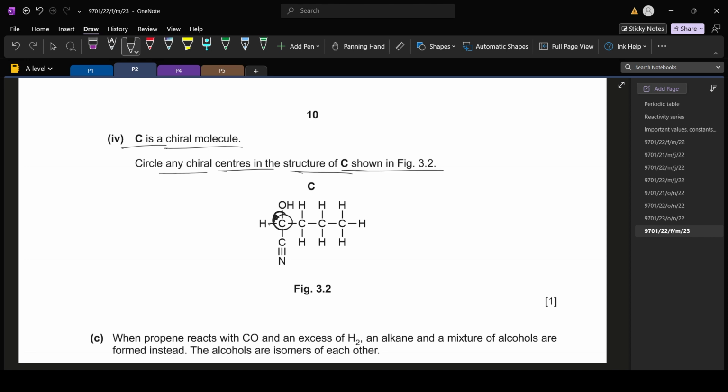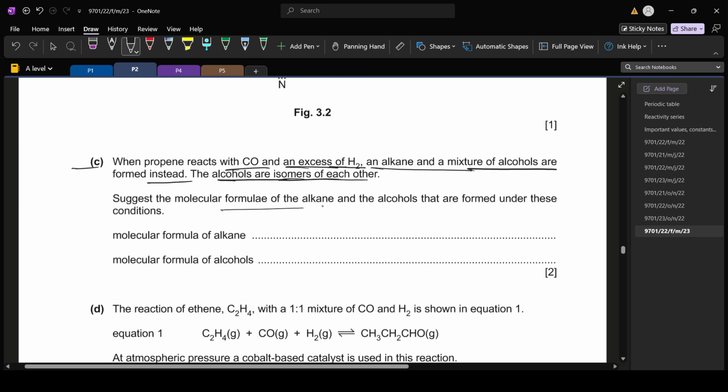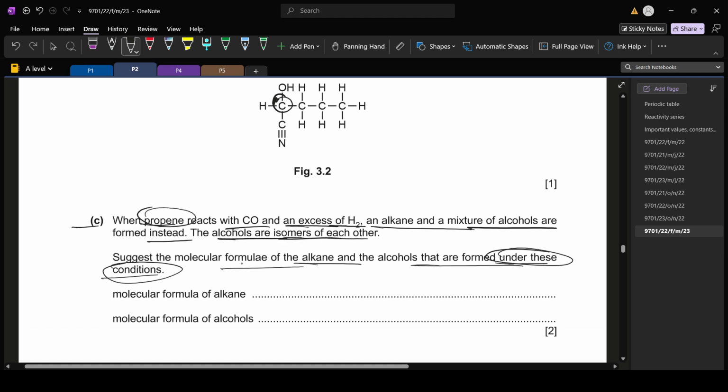You have to circle it, and there are no more chiral carbons, so this was the only chiral center. Now part C: when propene reacts with carbon monoxide and an excess of hydrogen, an alkane and a mixture of alcohols are formed instead. The alcohols are isomers of each other. Suggest a molecular formula of the alkanes and alcohols that are formed under these conditions. When propene reacts, it will form an alkane which is propane, because two hydrogens will attach.